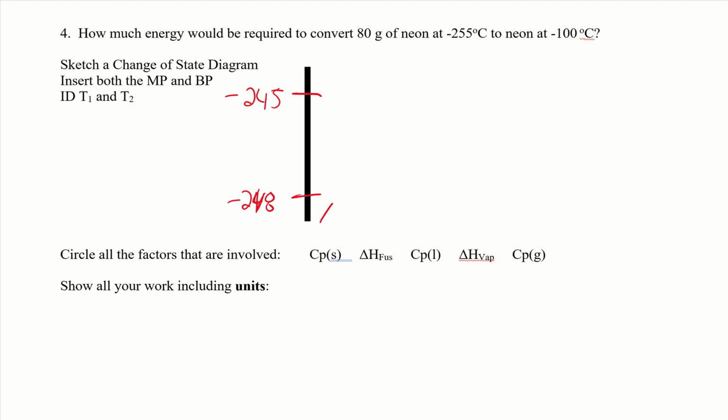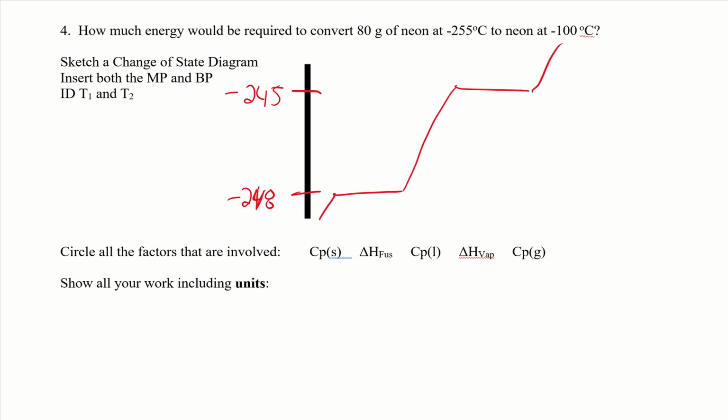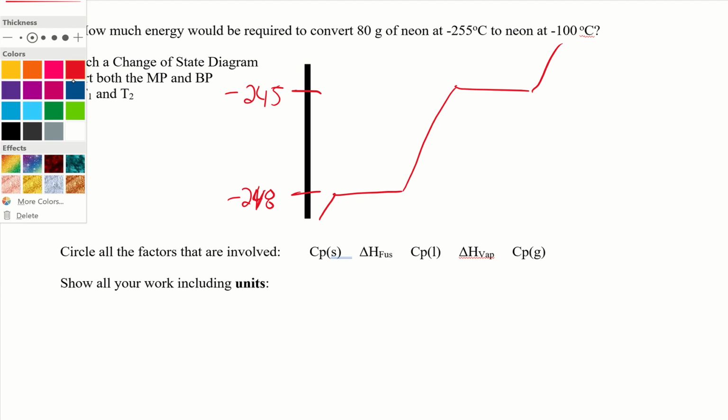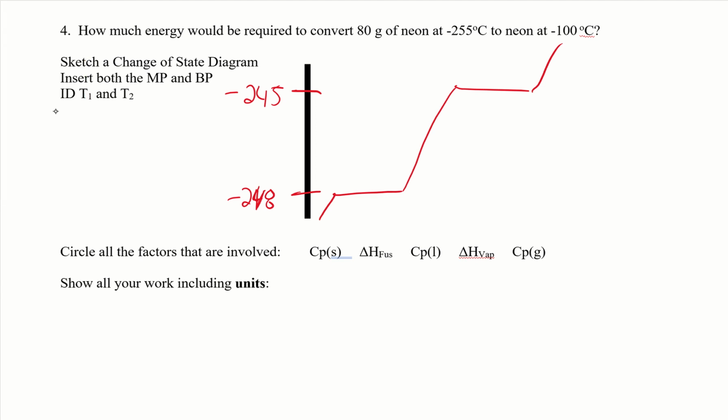All right, so we'll go ahead and draw our curve. Here we go. Again, plateaus always are located at the melting and boiling points. So negative 255 is going to be somewhere down towards the bottom. And we'll go ahead and label that. And then negative 100 degrees, this isn't to scale, it's going to be up here. So 0 degrees would be way up here. All right, so really it's a 5-step problem.